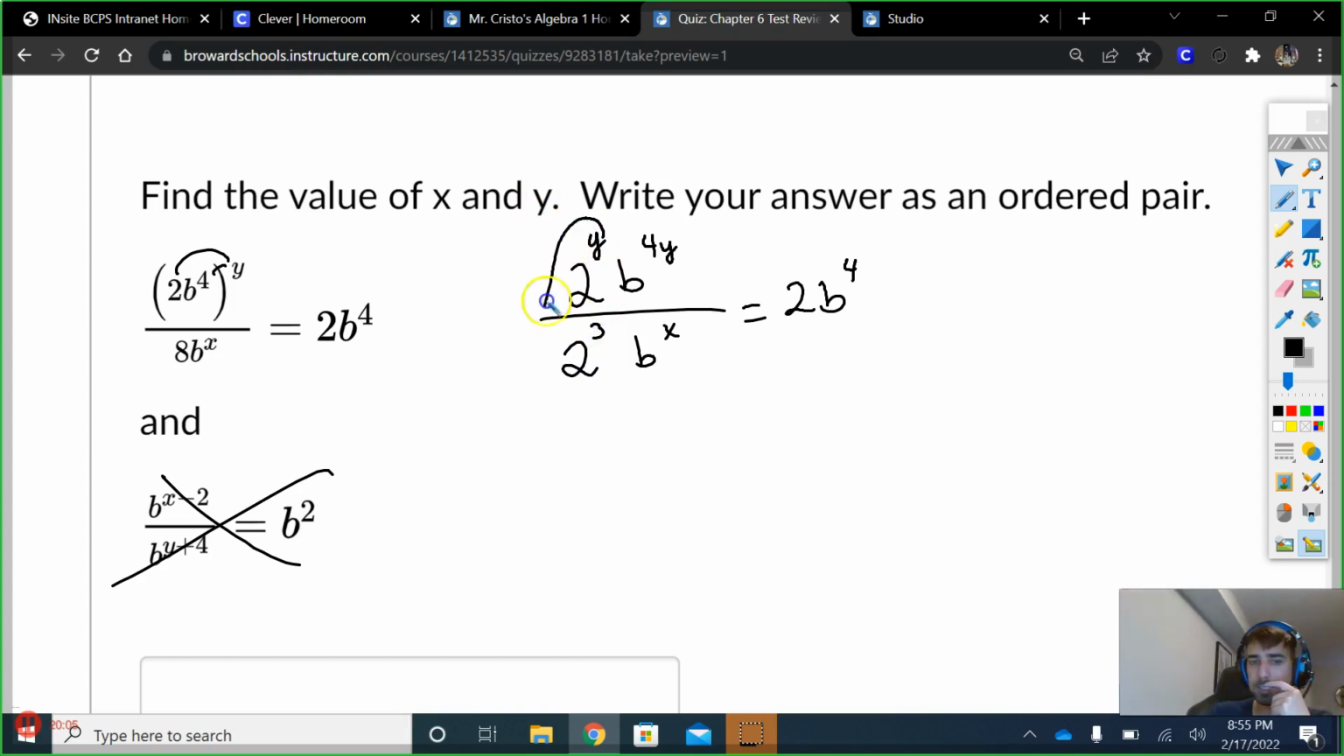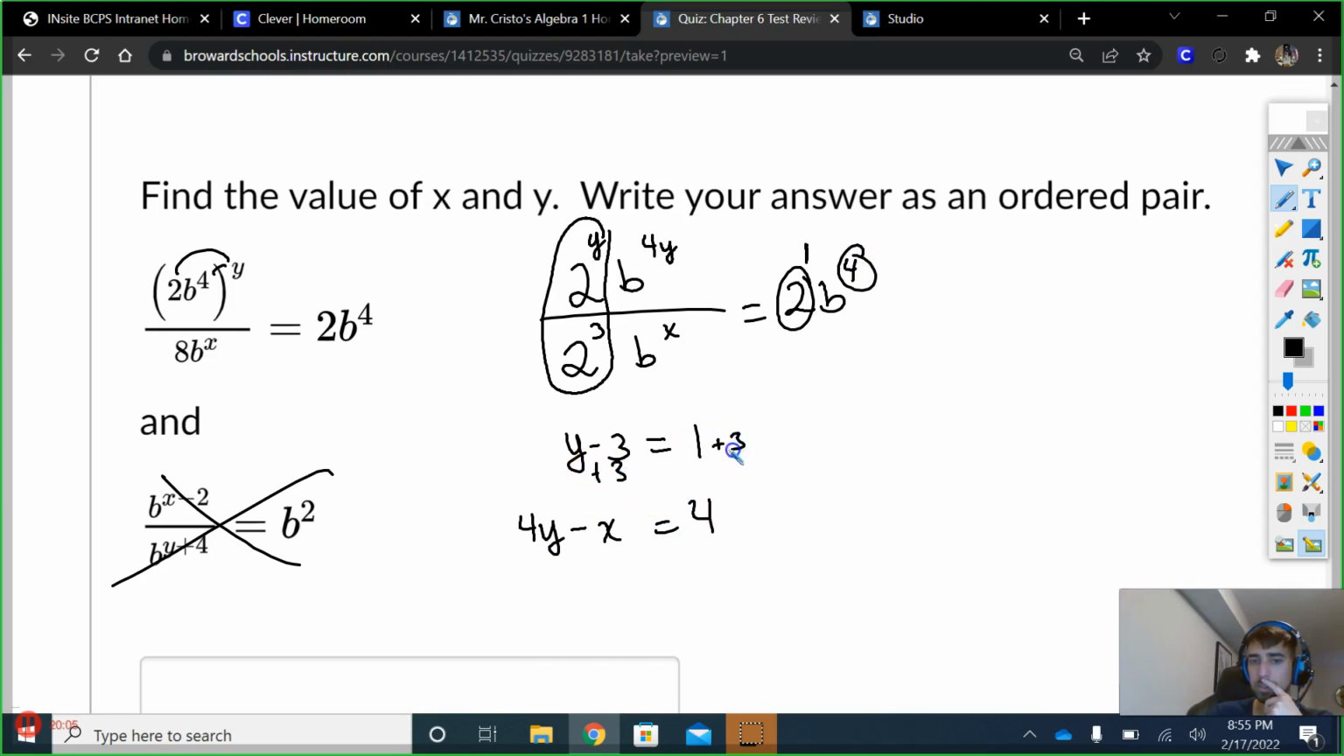If I stay in line with these 2's, I can make a system of equations right here. They have the same base, so I can subtract the exponents: y minus 3 equals, what is the exponent of this one? It'll equal, 2 has an exponent of 1. I can do the same exact rule with the b's. They have the same base, so I can just do 4y minus x equals, the exponent goes with the 4, plus 3, y equals 4, and I can just plug it in from here.